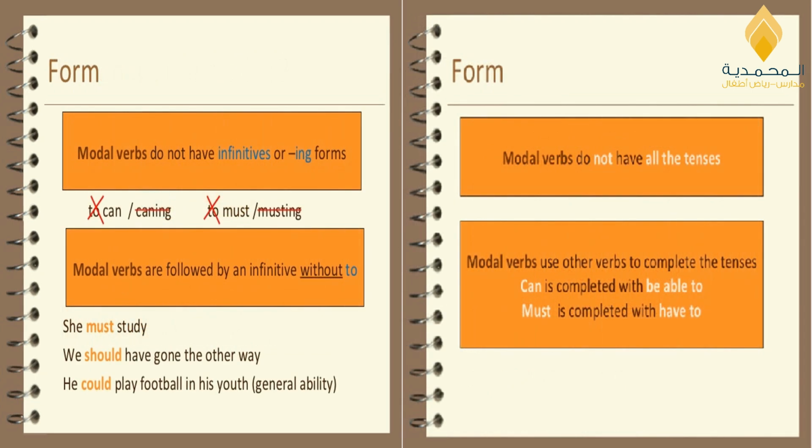Modal verbs do not have infinitives or ing forms, so we can't say to can, canning, to must, or musting. Modal verbs are followed by an infinitive without to, like she must study, we should have gone the other way, he could play football in his youth, general ability. Modal verbs also do not have all the tenses. Modal verbs use other verbs to complete the tenses. Can is completed with be able to, must is completed with have to.